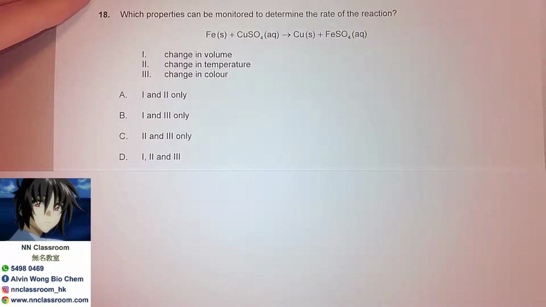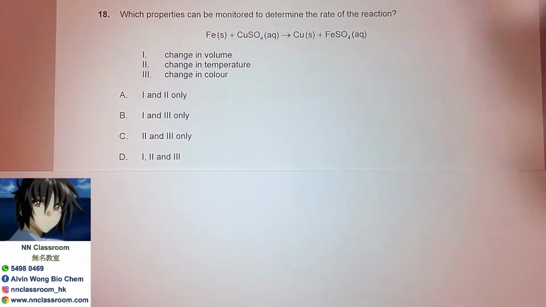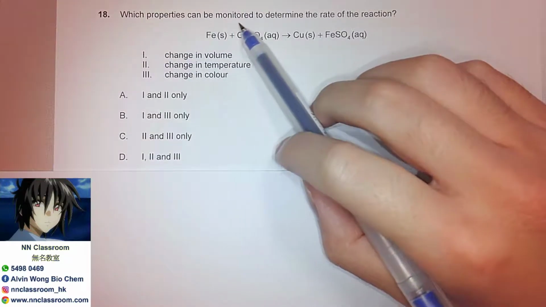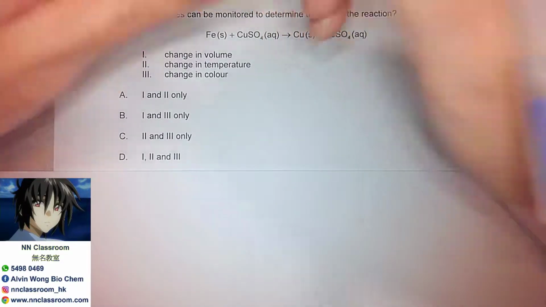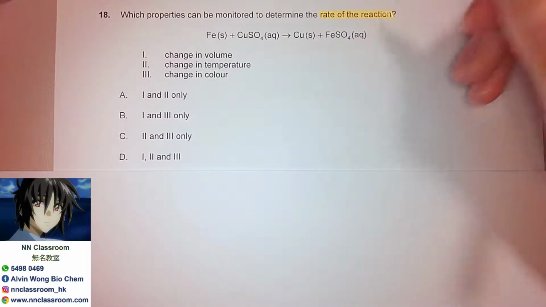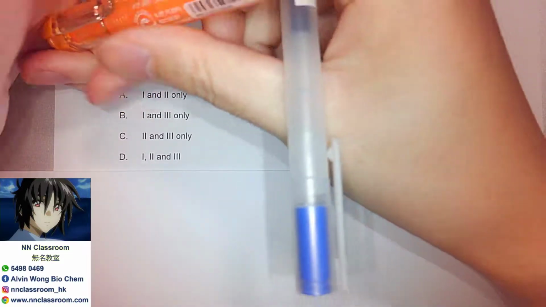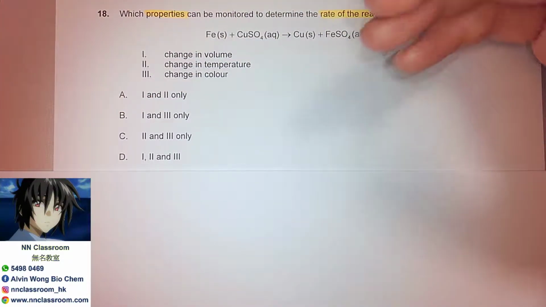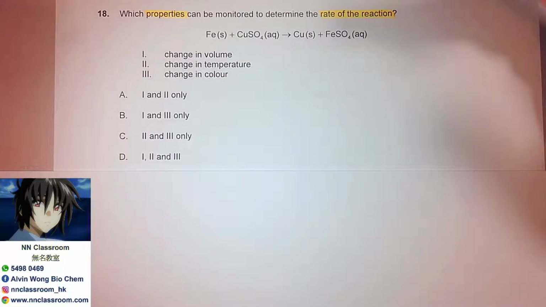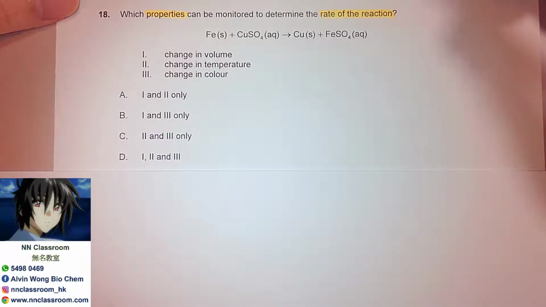Today I'd like to share with you a past paper question from 2019, time zone 1 in May, question number 18, relating to topic 6, kinetics. Let's see, which properties can be monitored to determine the rate of the reaction? That means now we are looking for some parameters that can be changed, so we can monitor them, reflecting the progress of the reaction, and so we can find the rate of that reaction, right?